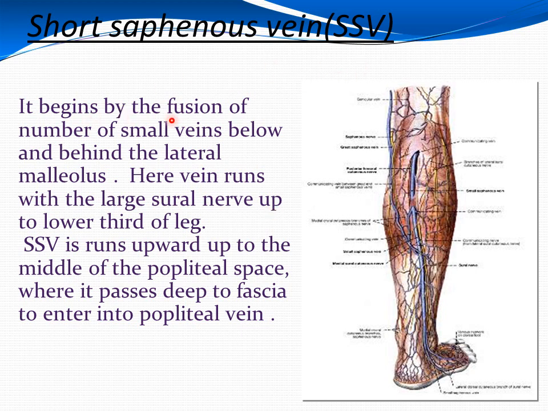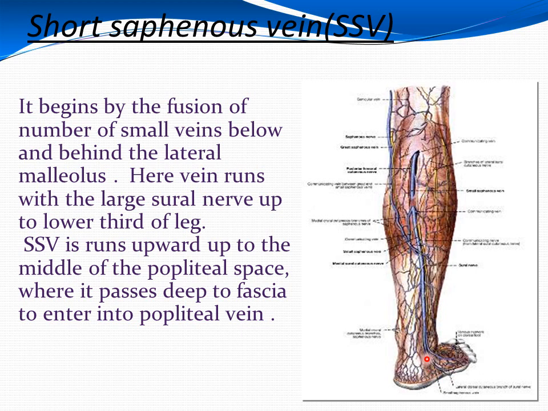The short saphenous vein begins by fusion of a number of small veins below and behind the lateral malleolus. You can see here. This vein begins below and behind the lateral malleolus as a continuation of the lateral end of the dorsal venous arch, supplemented by the lateral marginal vein of the foot. So this vein ascends along the lateral edge of the tendocalcaneus.